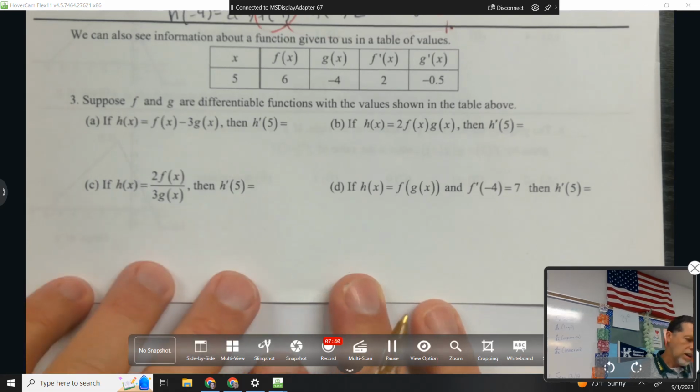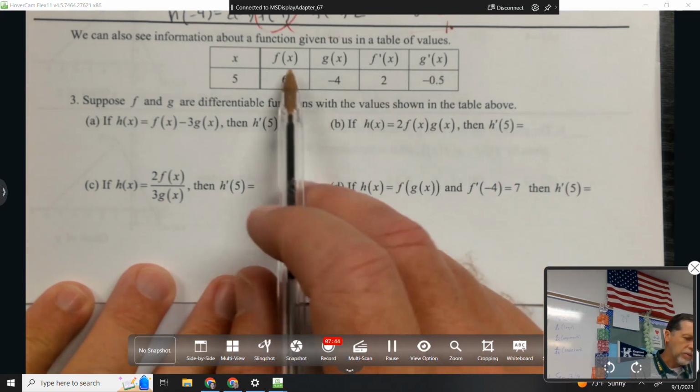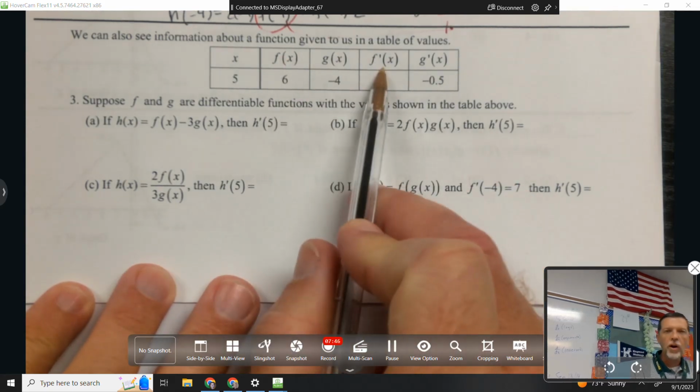Number 3. Or let's back up a second. So we've got a table of values where we have f and g and f prime and g prime.